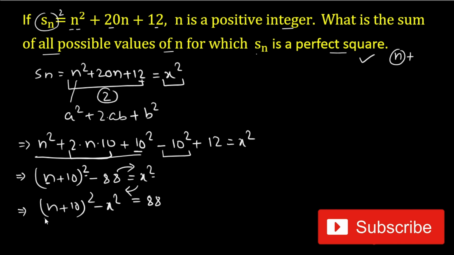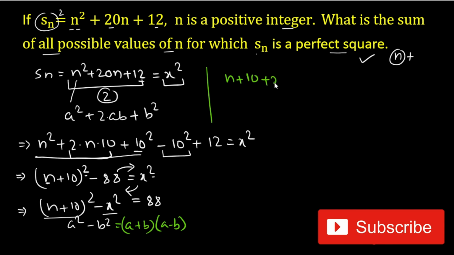So here again it is in the form of a square minus b square, and the formula of a square minus b square is a plus b times a minus b. So now we write it here. In place of a it is n plus 10, and plus b means plus x, multiplied by n plus 10 and minus b means minus x, and that is equal to 88.